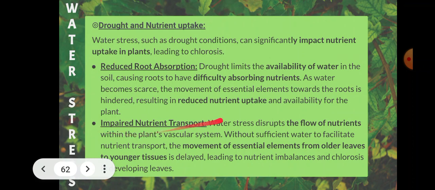The next one is impaired nutrient transport. Water stress disrupts the flow of nutrients within the plant's vascular system, and without sufficient water to facilitate the nutrient transport, the movement of essential elements from older leaves to younger tissues is delayed. This leads to nutrient imbalances and chlorosis in the developing leaves.